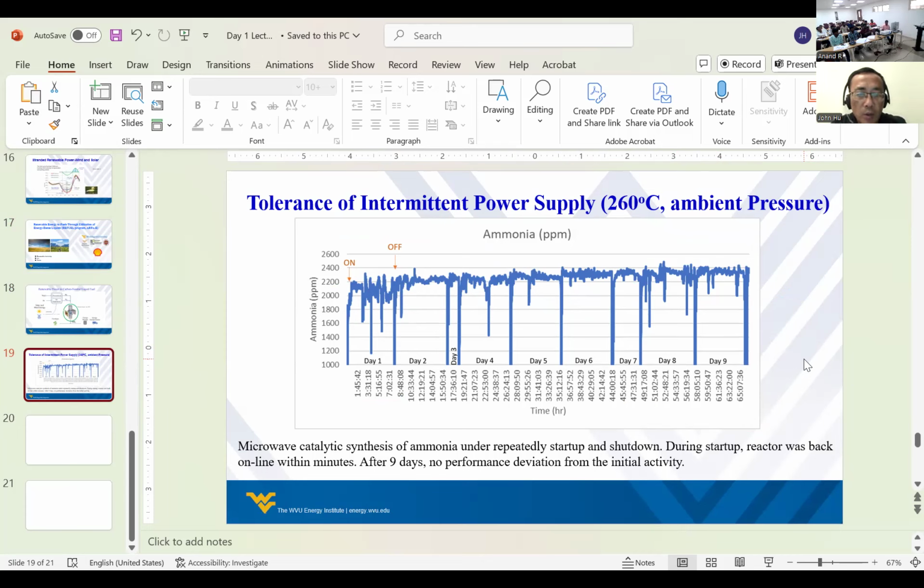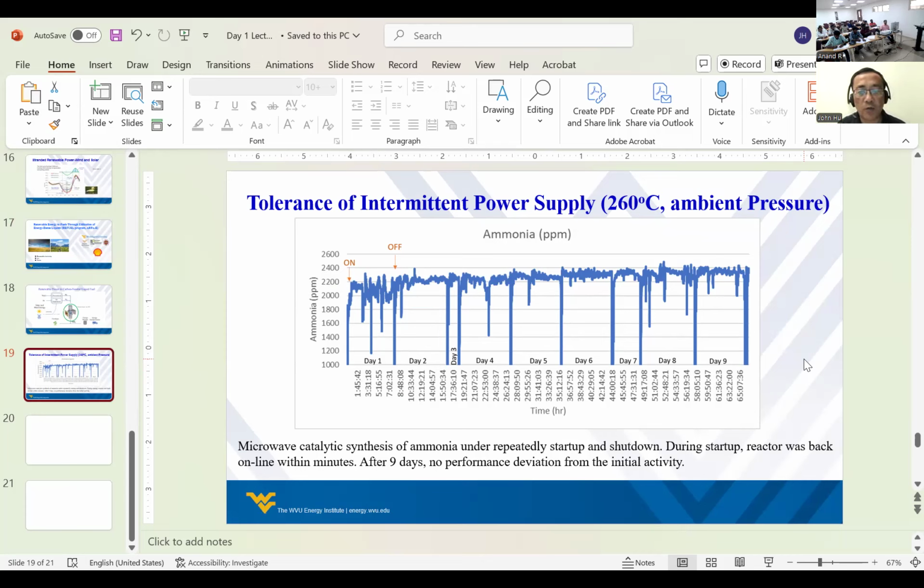This demonstration of ammonia synthesis basically simulates renewable power, which starts up on a daily basis. We operate at 260 degrees C and ambient pressure. Remember I mentioned the Haber-Bosch process. What's the temperature? 450 to 500 degrees C. Pressure 250 bar. We can do this at ambient pressure. Amazing, all right? Largely because of the microwave.